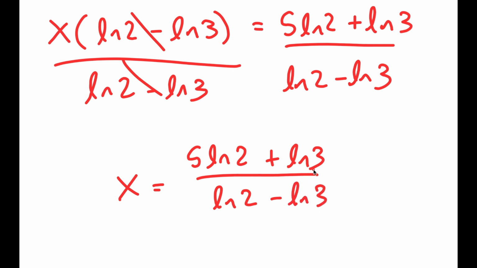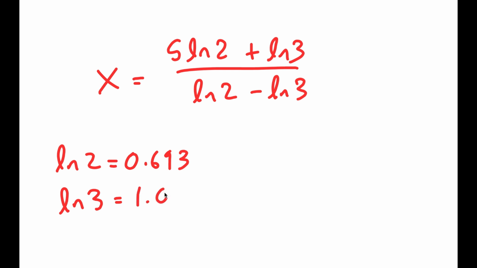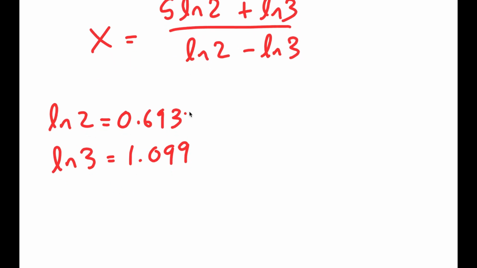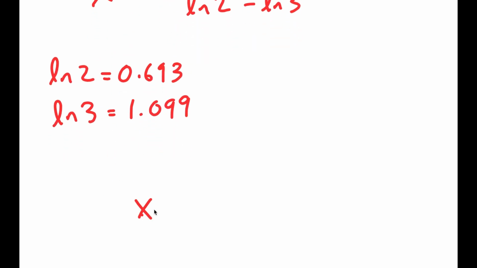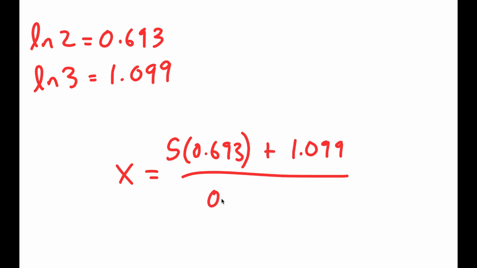So now I'm going to write down the values of ln 2 and ln 3. So ln 2 is equal to 0.693, and ln 3 is equal to 1.099. So these are the values of ln 2 and ln 3, and now I'm going to plug these in. So I get x is equal to 5 times 0.693 plus ln 3, which is 1.099, and I have this over ln 2 minus ln 3, so 0.693 minus 1.099.